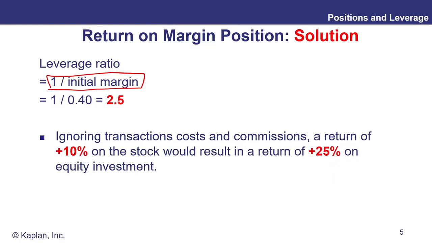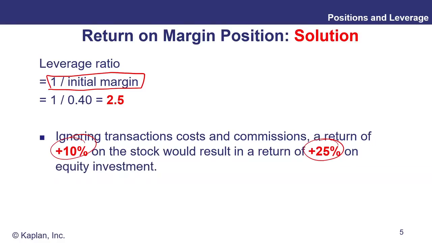It means that if you'd bought the stock entirely with your own money, just a standard long position, and the stock returns 10%, well, the leveraged return with a leverage ratio of 2.5 will give you, when all said and done, a return 2.5 times higher, so 25% on the equity investment. That's ignoring costs and commissions, but overall that leverage ratio is how much your return is amplified. You multiply your pre-leverage return by the leverage ratio, you get your post-leverage return.